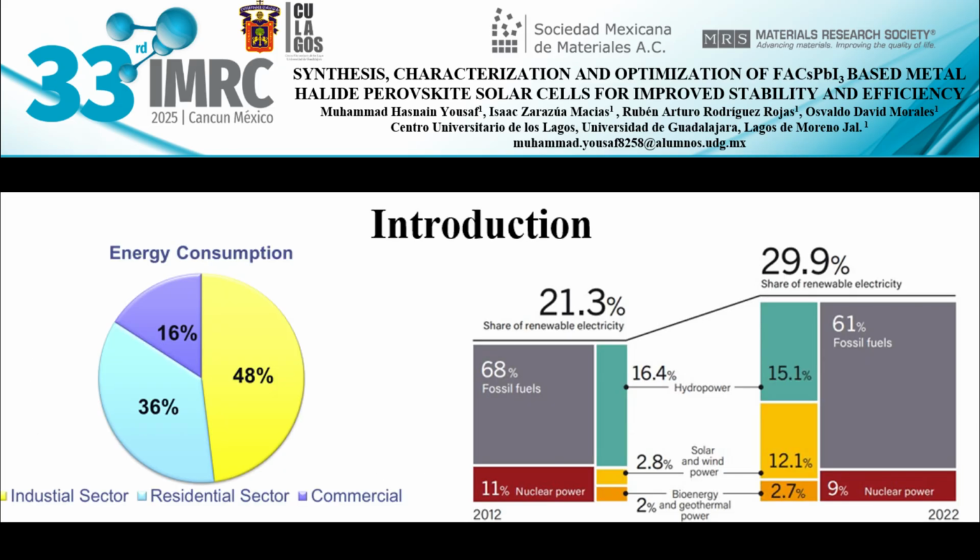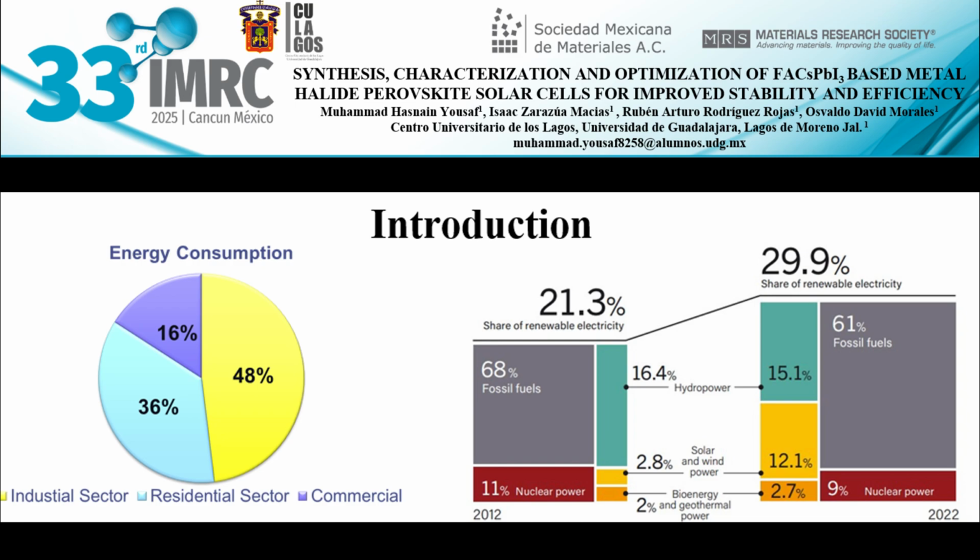The next section is Introduction. The pie chart illustrates the energy demands in various sectors, including 36% for the residential sector, 16% for the commercial sector, and 48% for the industrial sector. All this energy is produced from different sources like fossil fuel, nuclear power plants, and solar power. If we look at the chart from 2012 to 2022, we see that the energy production from solar energy increased significantly from 2.8% to 12.1%.